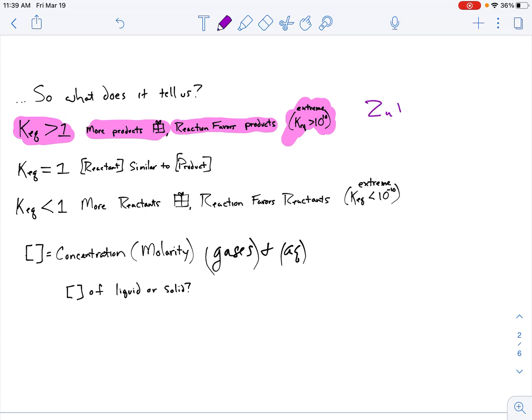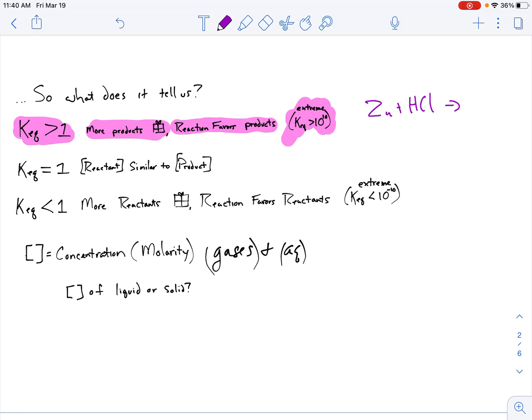So if I was going to react something like zinc and hydrochloric acid, that reaction nearly goes to completion. When it's all done, there's no real zinc left. So that means that KEQ value is going to be very, very, very high. So I'm going to have way more products than reactants when the reaction is quote-unquote done. Remember that there is no actual done in terms of chemical reactions.